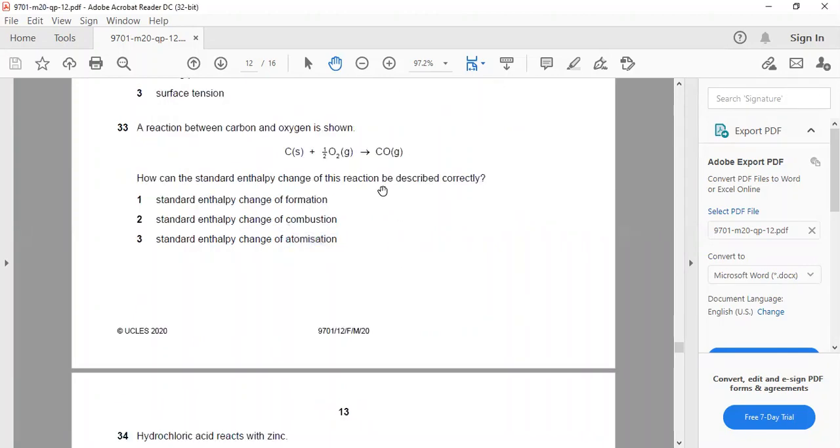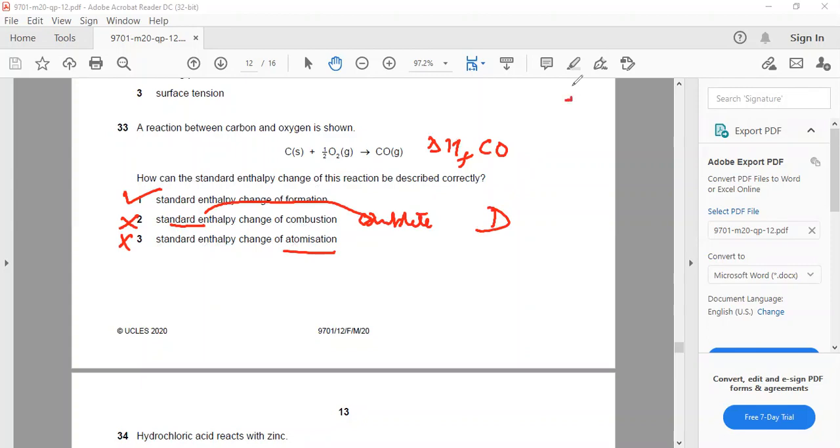33. Which standard enthalpy change of reaction can be this? This is the enthalpy change of formation of carbon monoxide. No, it cannot be combustion because standard enthalpy change of combustion means complete combustion. So 2 is wrong, 3 is also wrong. It's not atomization either. So only one is correct, which means D is the answer.